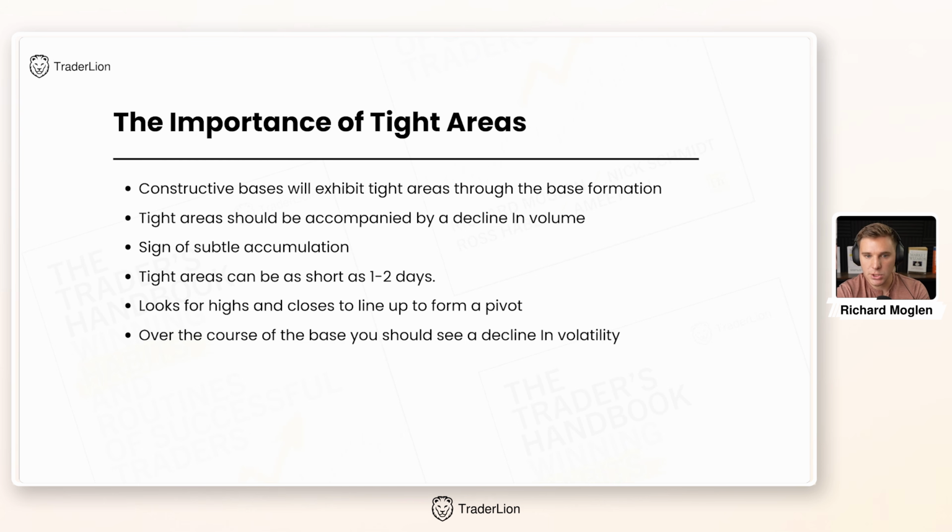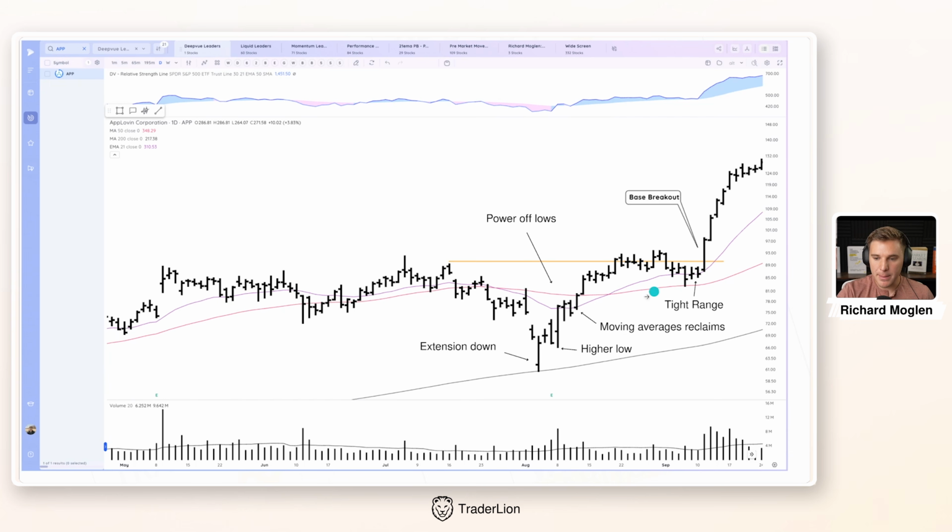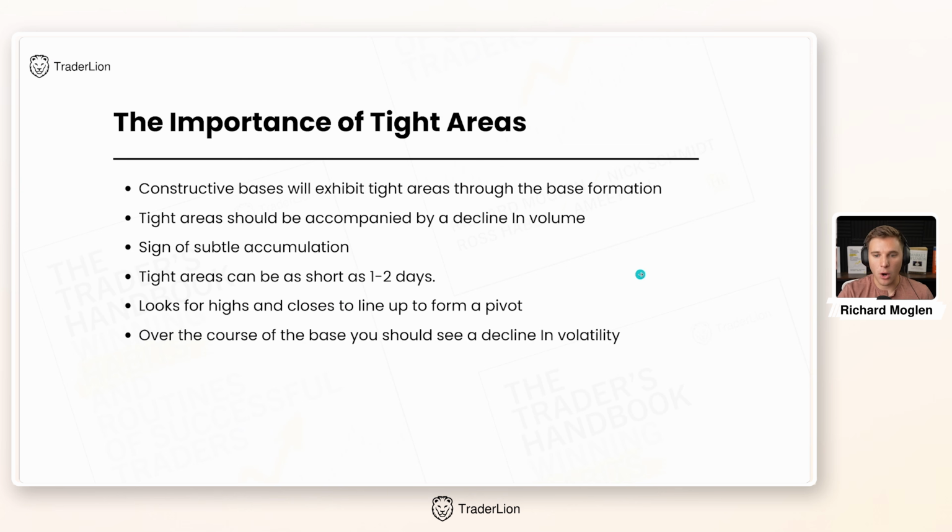All right, so let's talk about the importance of tight areas. As I mentioned, constructed bases will exhibit tight areas throughout the base formation. Maybe some of them will start to show it on the left-hand side, near the base lows, and then up the right-hand side of the base. But basically all of them exhibit those tight areas if it's a constructed base. So it's a key thing to look for.